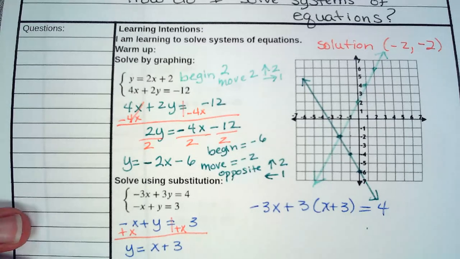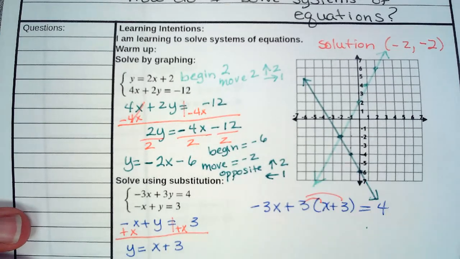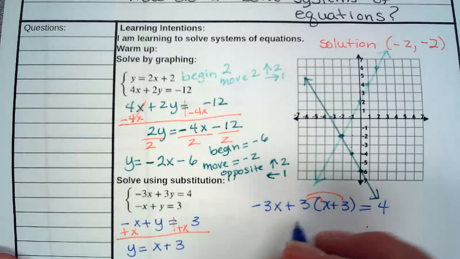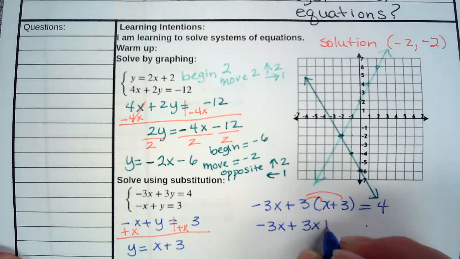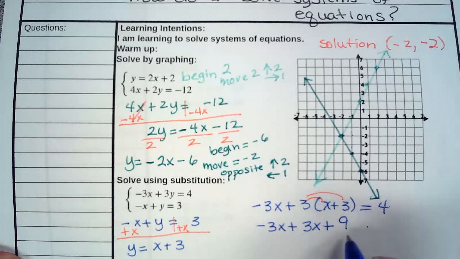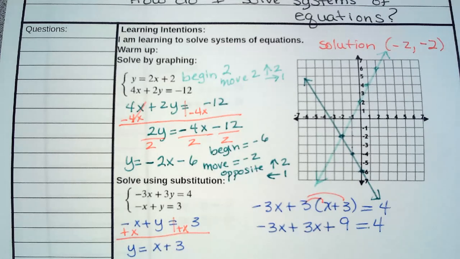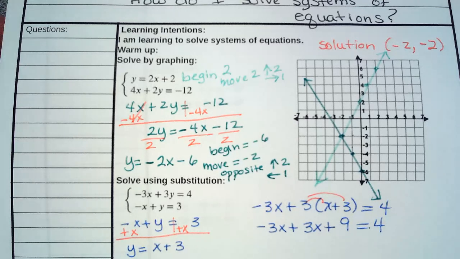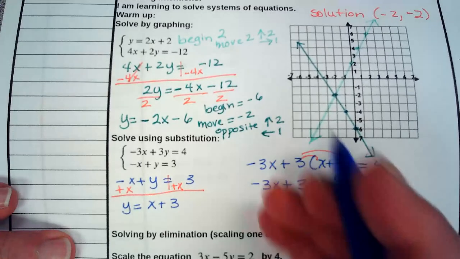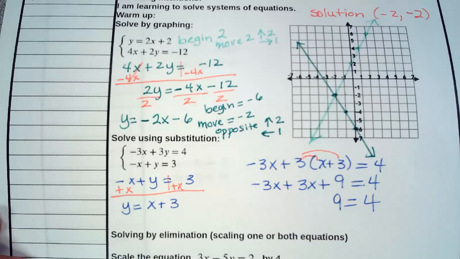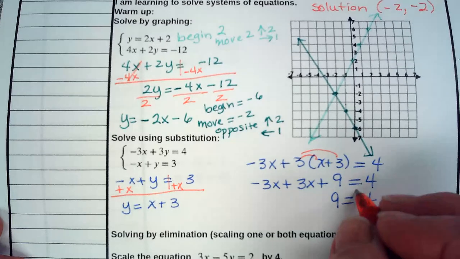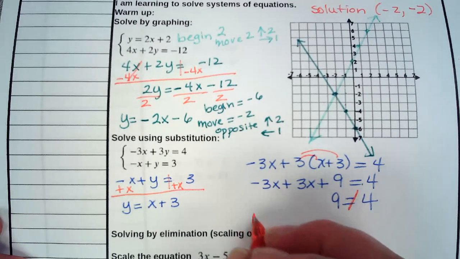We have to distribute to begin with and then simplify both sides, the left side. Negative 3x plus 3 times x is 3x. 3 times 3 is 9. Negative 3x plus 3x plus 9 equals 4. Negative 3x plus 3x is 0 x's. I end up with 9 is equal to 4. Does that ever happen? Is 9 ever equal to 4? No. 9 is not equal to 4. There is no solution.